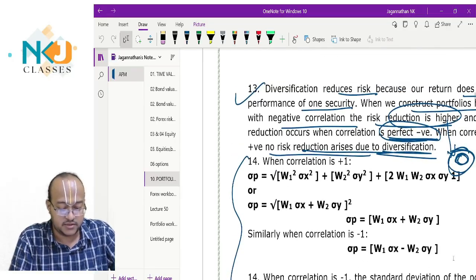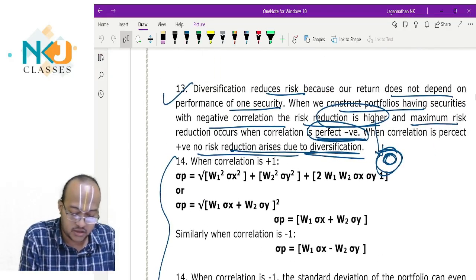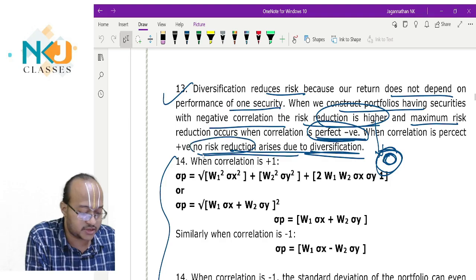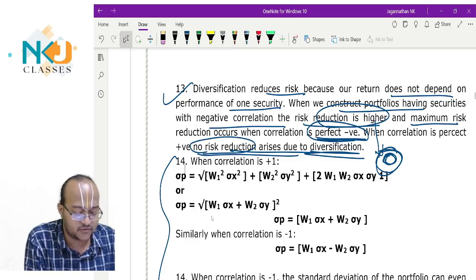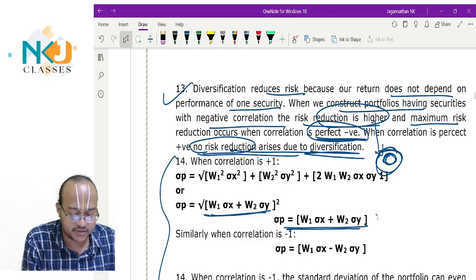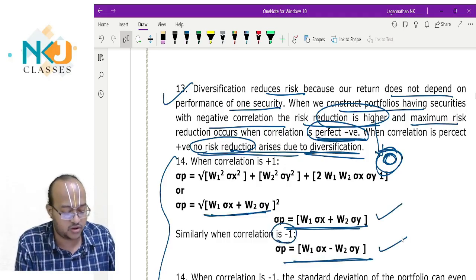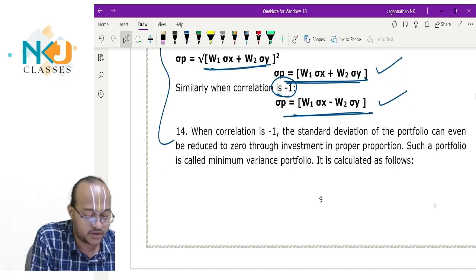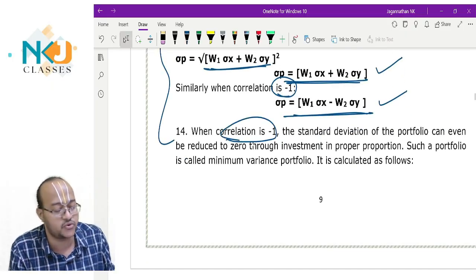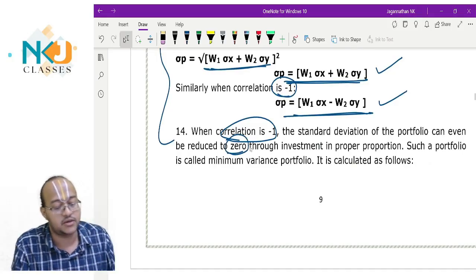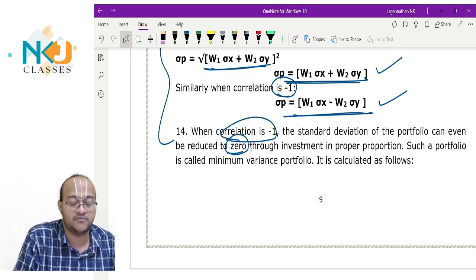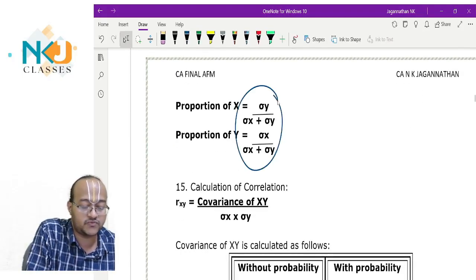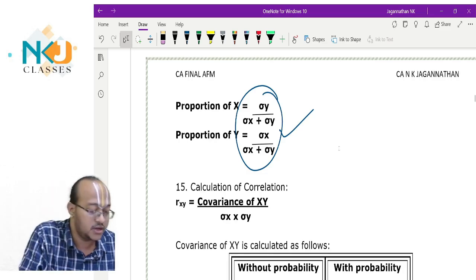Can you see this? When correlation is perfectly positive, no risk reduction happens. When correlation is perfectly positive, this is the portfolio formula. It is nothing but the weighted average risk of the individual securities. Are you all seeing? When correlation is minus 1, this is the portfolio risk. But one more thing: when correlation is minus 1, the standard deviation of the portfolio can even be reduced to 0, through investment in the proper proportion. Such a portfolio is called the minimum variance portfolio. It is calculated as follows. I also showed you the derivation of this formula. Understood?